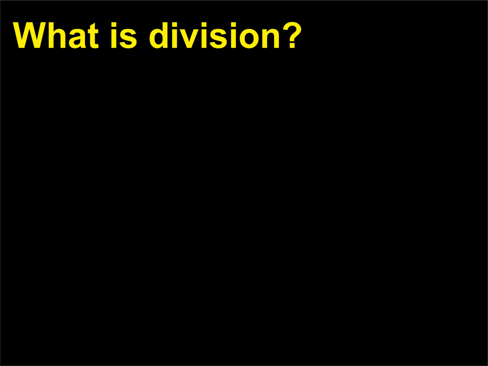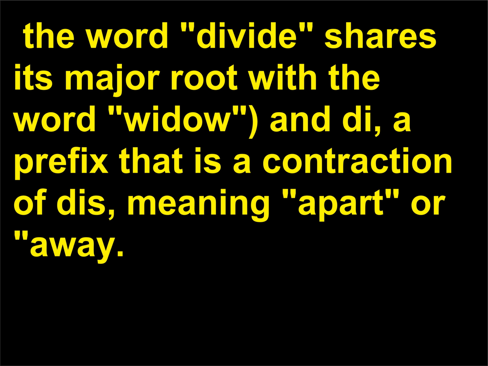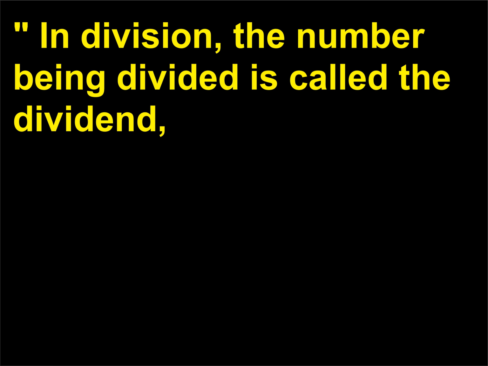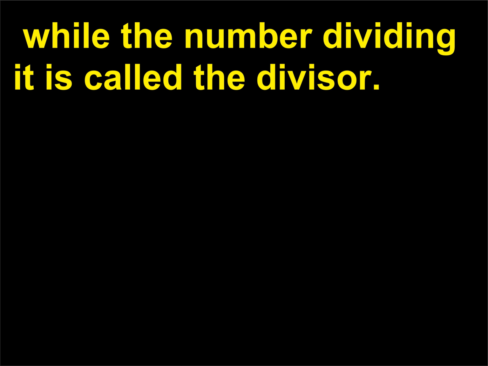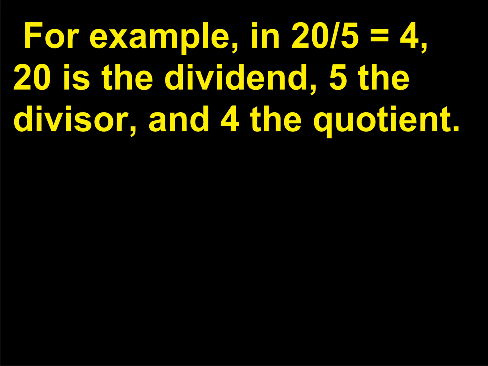What is division? The word divide comes from the Latin root vidua, referring to a separation. The word divide shares its major root with the word widow, and di, a prefix that is a contraction of dis, meaning apart or away. In division, the number being divided is called the dividend, while the number dividing it is called the divisor. The end result is called the quotient. For example, in 20/5 equals 4, 20 is the dividend, 5 the divisor, and 4 the quotient.